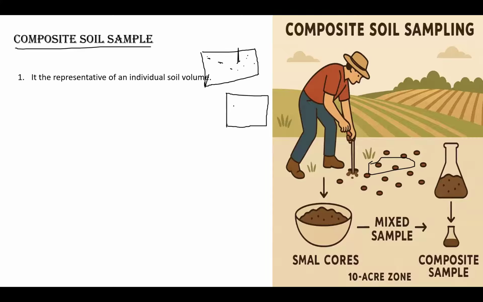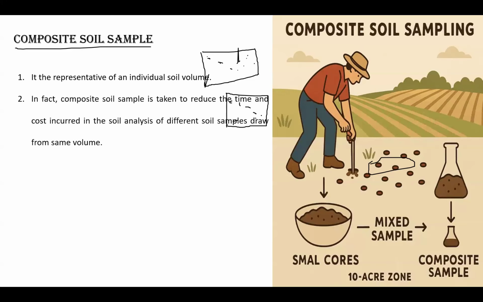this is your agriculture field. You collected the fertility soil samples from different locations, and we are making them into one homogeneous unit. That is called your composite sample. We collect from different locations because your field is very diversified. In fact, I want to say only one thing: a composite soil sample is taken to reduce the time and the cost in the soil analysis.